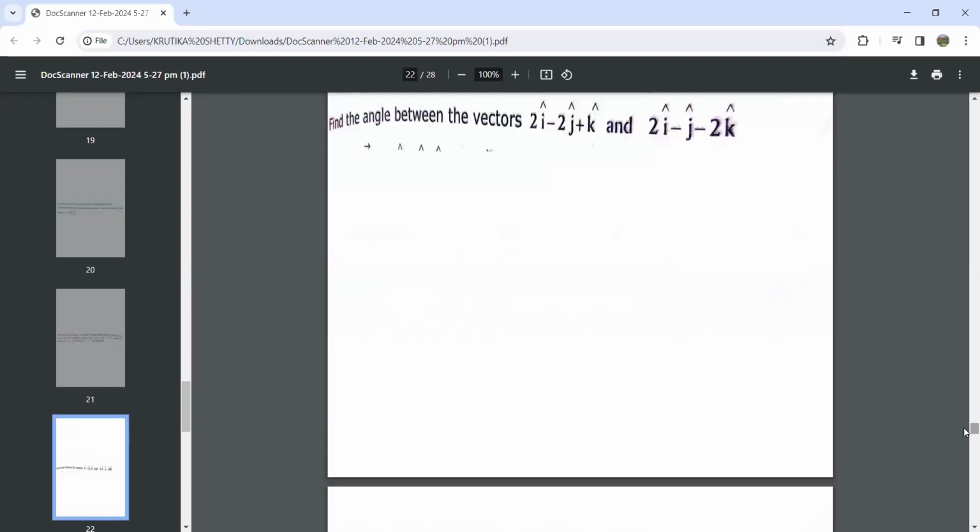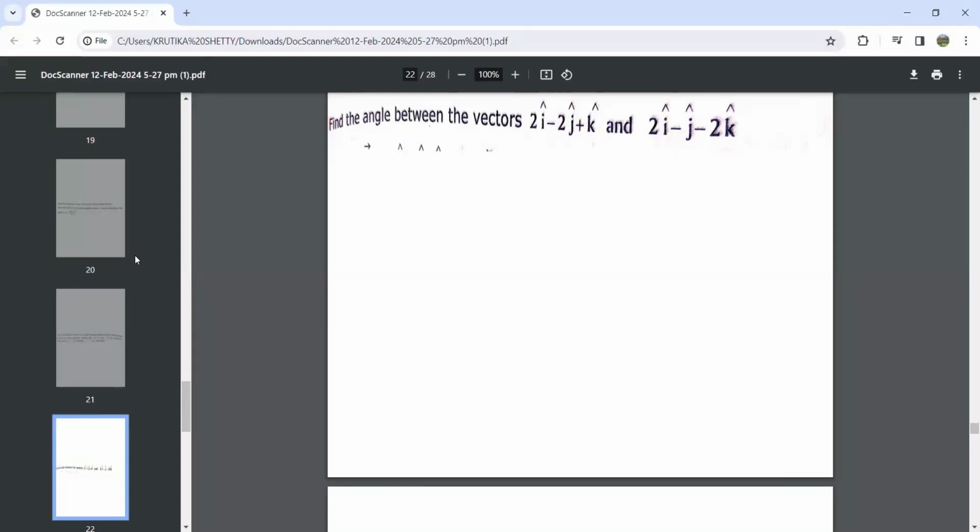Okay, so the next example is a 2 mark example. We need to find the angle between the vectors. We can calculate the angle between the vectors in 2 ways, either by using the dot product or by using the cross product. Here we will be making use of the dot product and calculating the angle between the two vectors.